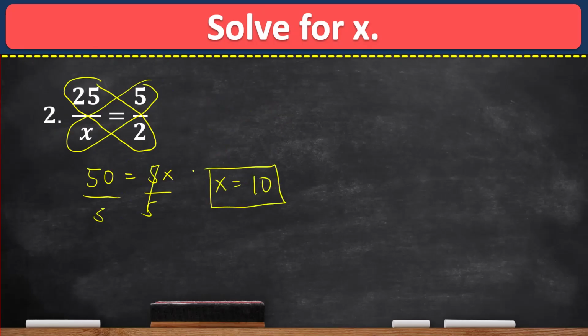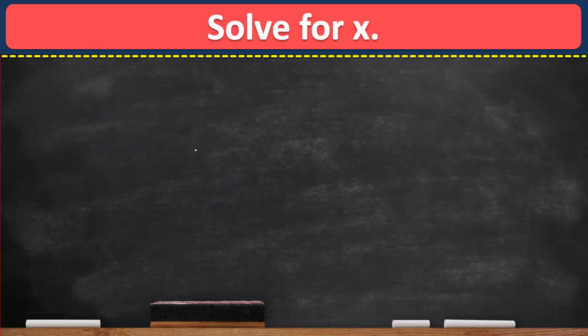Actually, to check, pwede mo naman i-substitute. So pag sinubstitute natin si x, so that is 10, right? So pag tinry mong i-check, 25 times 2 is 50, and that is equal now to 10 times 5 is 50. Pag nag-equal sila, ibig sabihin tama yung nakuha natin na value for x.